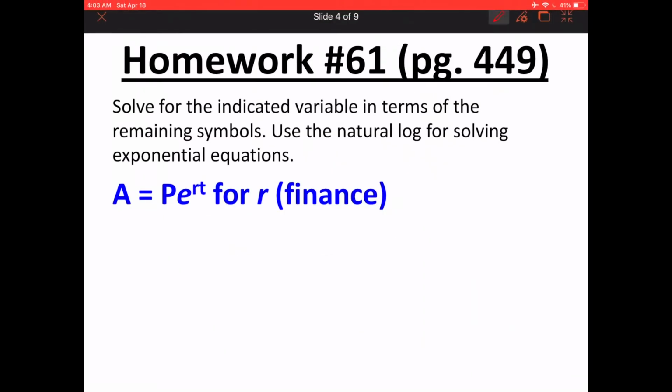So here's my first one. Okay, guys? Solve for the indicated variable in terms of the remaining symbols. Use natural log for solving exponential equations. So I have A equals P times e to the rt, and I want to solve for r. So that means my goal is to get the variable r alone.